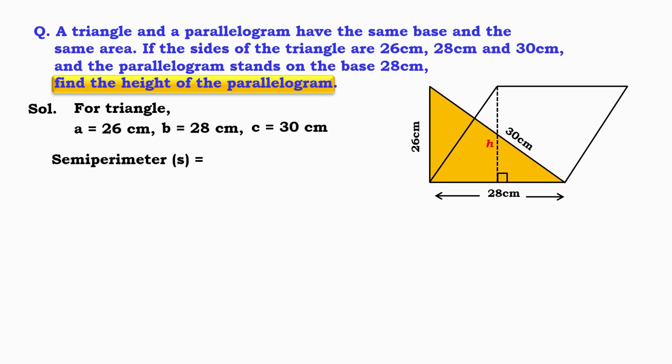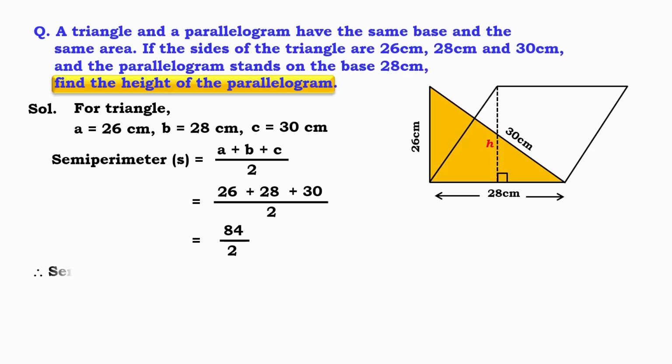So the semi-perimeter, because we know Heron's formula is the square root of s into s minus a into s minus b into s minus c. So the semi-perimeter will be half of a plus b plus c. If we calculate, 26 plus 28 plus 30 divided by 2, if we add it, it is coming 84 by 2, which means 42 centimeter.